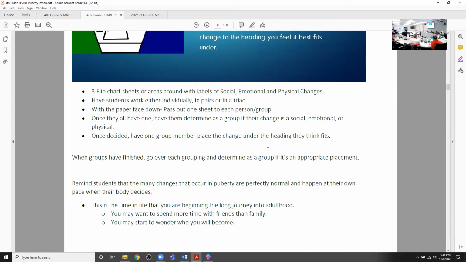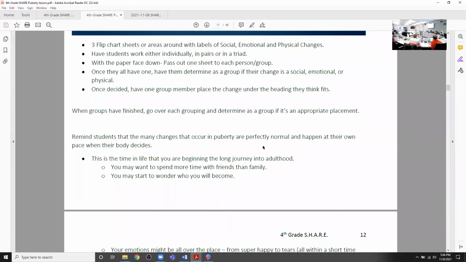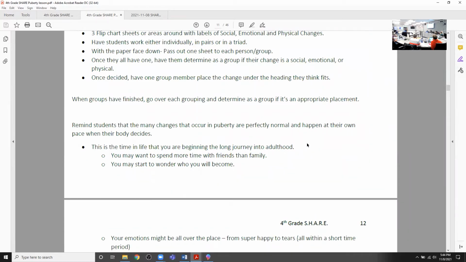Once they all have one, have them determine as a group if their change is social, emotional, or physical. And once decided, have one group member place the change under the heading they think it fits best. When groups have finished, go over each grouping and determine as a group if it's an appropriate placement.